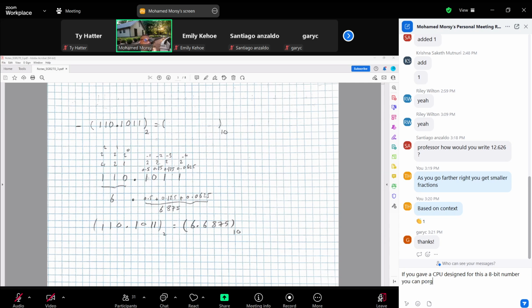To get the corresponding decimal fraction, we add 0.5 multiplied by 0, so ignore it, plus 0.125 because it is multiplied by 1, plus 0.0625 because it is multiplied by 1. If you add them up, you get 0.6875. So this binary fraction corresponds to this decimal fraction.